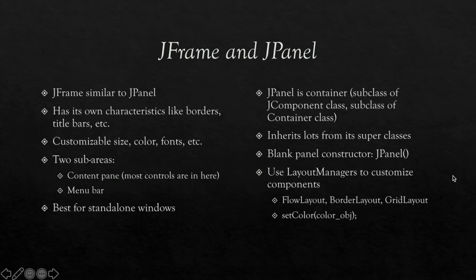A JFrame is similar to a JPanel, like I said, but it has its own characteristics like borders or title bars and customizable size, font, and colors that you can do. Two important sub areas that you should know are the content pane and the menu bar. The content pane is where most of the controls are, and a JFrame is best for standalone windows such as warning windows or notification windows where something pops up on your screen on top of everything else, whereas a JPanel is better suited for something much more general.